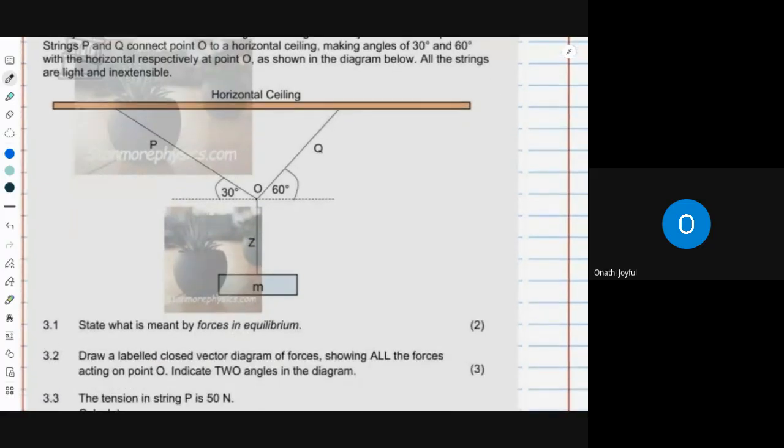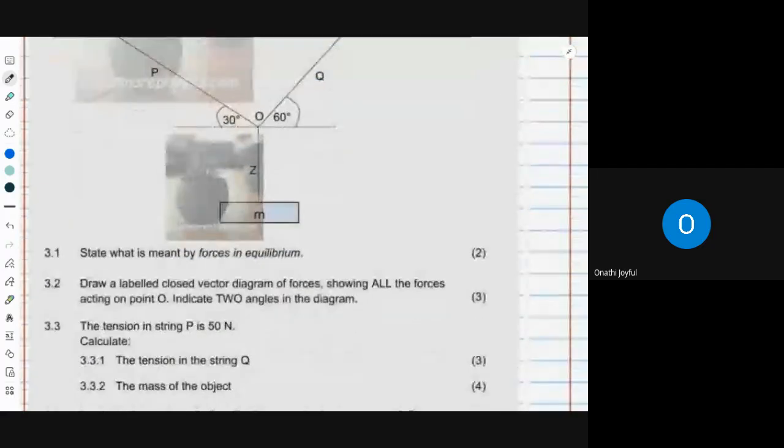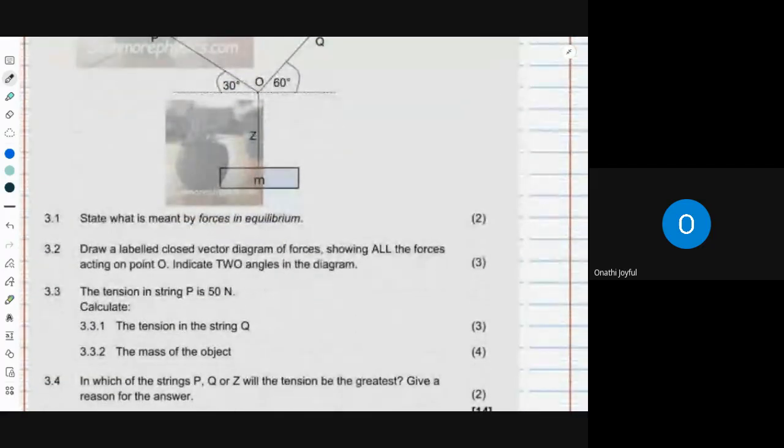So let's go to our questions. What is meant by forces at equilibrium? All right, it's like what I just said now. Forces at equilibrium means the resultant force or the resultant vector is zero, right? The resultant vector is zero.